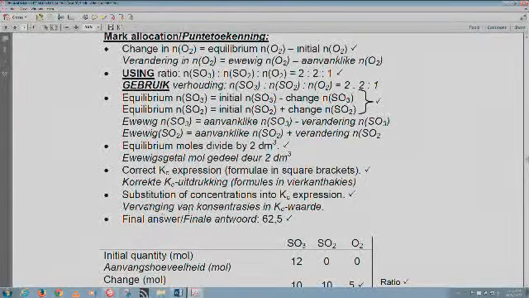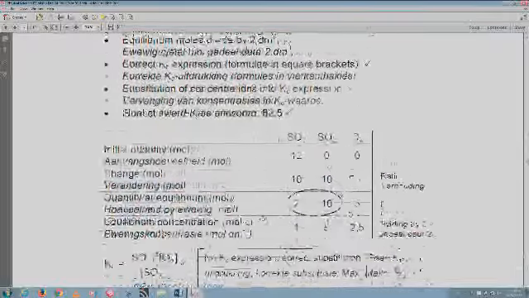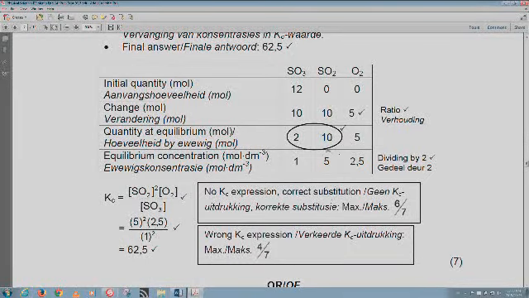Now, mark number 6 is for the substitution of the equilibrium concentrations that the learner got correctly into the Kc expression. And then the final mark, the answer must definitely be 62,5 for the learner to get the mark there. So if the learner uses this method, remember, they were told that at equilibrium there are 5 moles of oxygen. So for getting these moles of oxygen there, for saying that the change in moles is 5, which is the equilibrium moles, minus 0, which is the initial moles, then the learner gets 1 mark there.